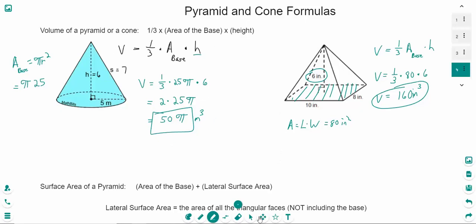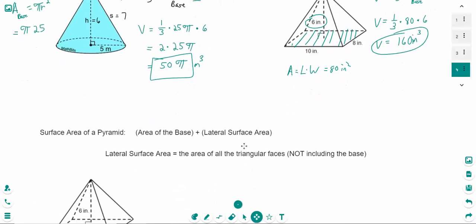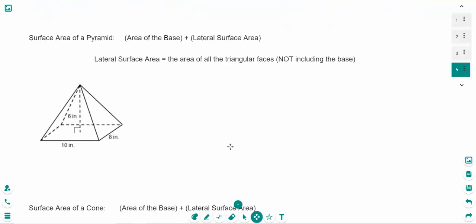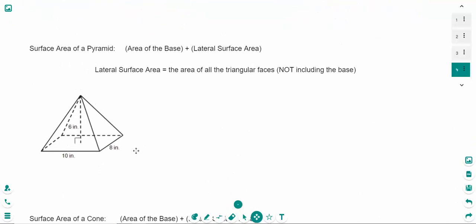All right, let's move on. What about the surface area? Recall what surface area is. Surface area is how much wrapping paper you would need to wrap this figure. So we don't care about the amount of space inside the shape. We care about the surface area, how much wrapping paper you would need to cover the shape.